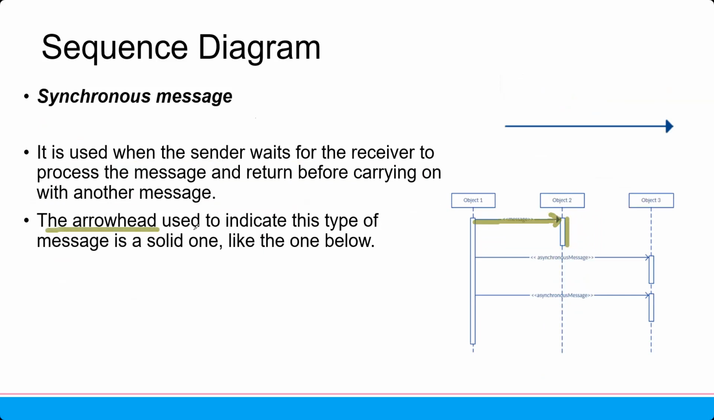The arrowhead used to indicate this type of message is a solid one. Okay, this is solid. So if you look at the arrowhead here, it is solid, so it is a synchronous message. Once we send a message, we are waiting for the second object to give a response.